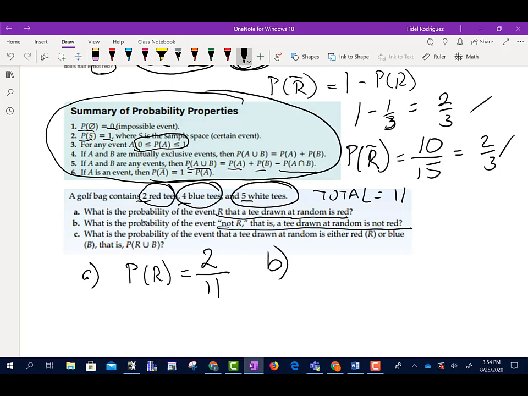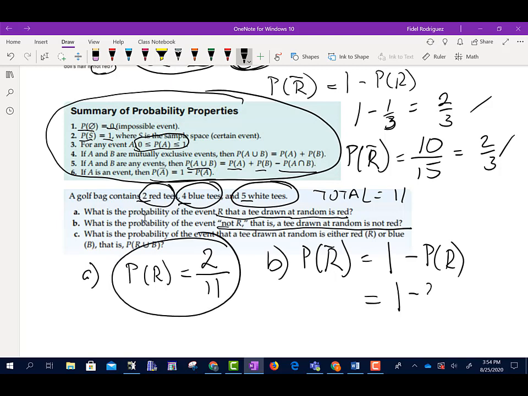Now, look at part B. It says, what's the probability that it's not red? If I want to find the probability that it's not red, I can just take 1 minus the probability that it is red. The reason I want to do that is we just found this answer. So 1 minus 2 over 11. Guys, you can think of this 1 as 11 over 11, right? Because 11 divided by 11 is the same thing as 1. And 11 minus 2 is 9.